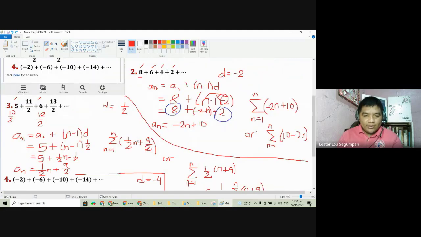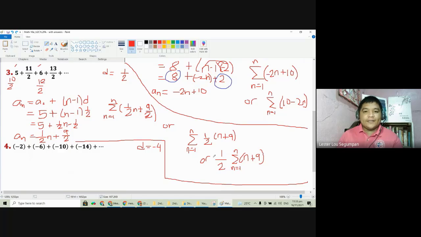When n is 1, that's 1 half times 1, so 1 half, plus 9 halves, that's 5. When n is 2, that's 2 halves, plus 9 halves, that's 11 halves. When n is 3, that's 3 halves plus 9 halves is 12 halves or 6. And when n is 4, that's 4 halves plus 9 halves is 13 halves. That would mean this is correct. And any of these alternate forms are also correct.